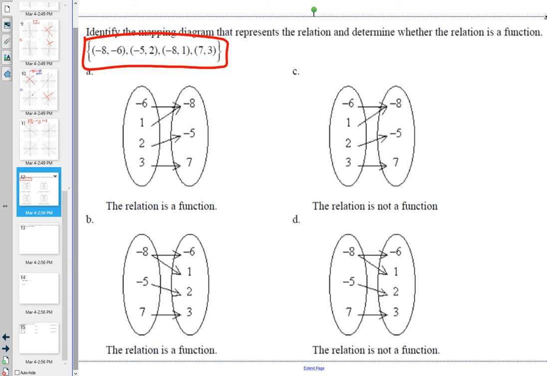Let's see, the -8 goes to -6, the -8 goes to 1. So the only difference is whether or not this is a function. It can only be these two. Those are the only two that it could be, and the diagrams are identical. But is it a function or not? You cannot have two arrows leaving the same x, so it is not a function.